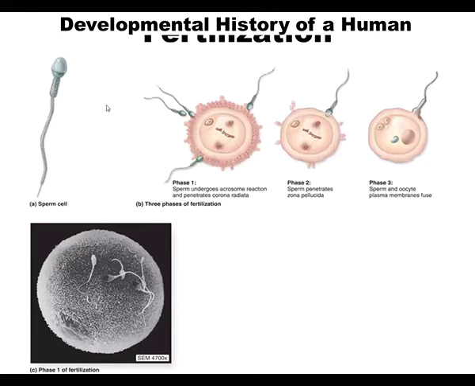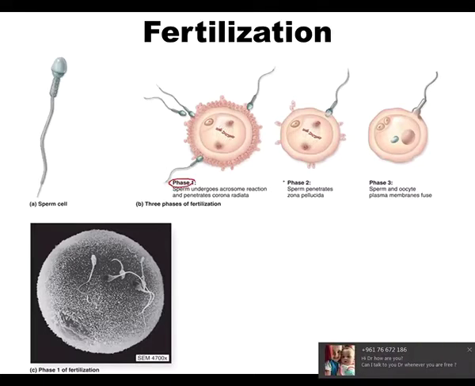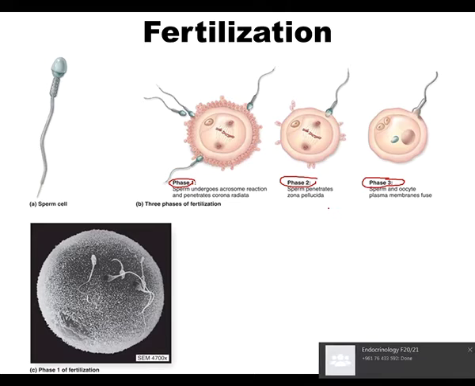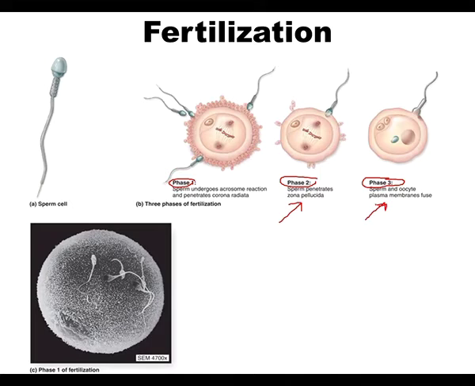Fertilization. Fertilization basically consists of three phases. The sperm undergo an acrosome reaction in phase 1 and penetrate the corona radiata, which is the region surrounding the ovum. In phase 2, the sperm penetrates the zona pellucida, while in phase 3, the sperm and oocyte plasma membranes fuse. And you can see from the scanning electron microscope image how the sperms are surrounding the ovum and trying to penetrate.